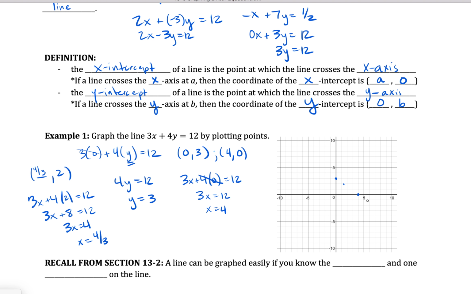Does that look like it's in line with the other two? Yeah, it sure does to me. Looks like those are in line. So I think we're okay. I think we're in business. Now what we'll do is we will connect our points, and that should be our line.